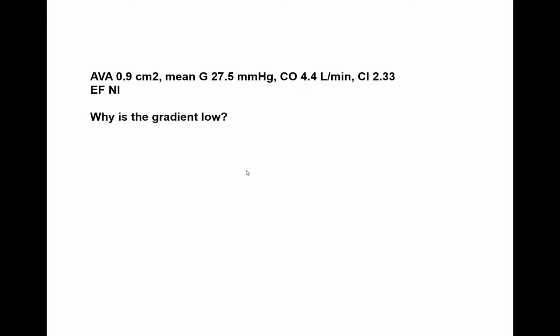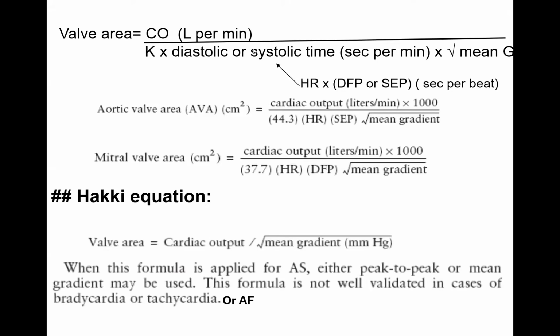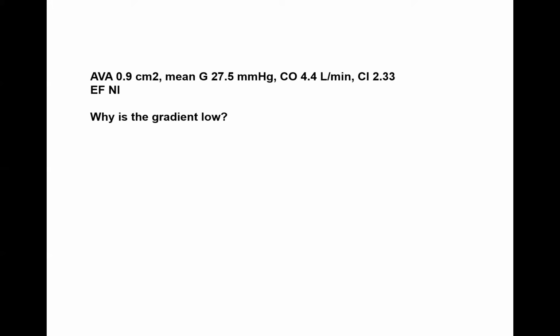Interestingly, we did eventually the more sophisticated calculation using the Gorlin equation. We used the systolic time, heart rate by systolic ejection period and the constant and all this. We came up with the exact same number, 0.9 centimeters squared. All right, so now we have all the math on this patient. Now we haven't answered the important question. Unfortunately, it's 8.